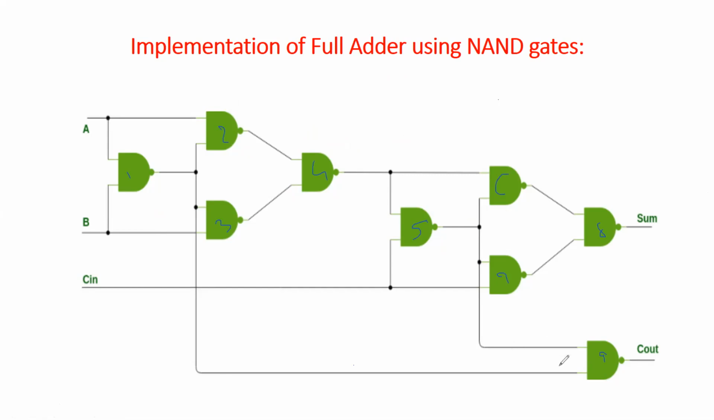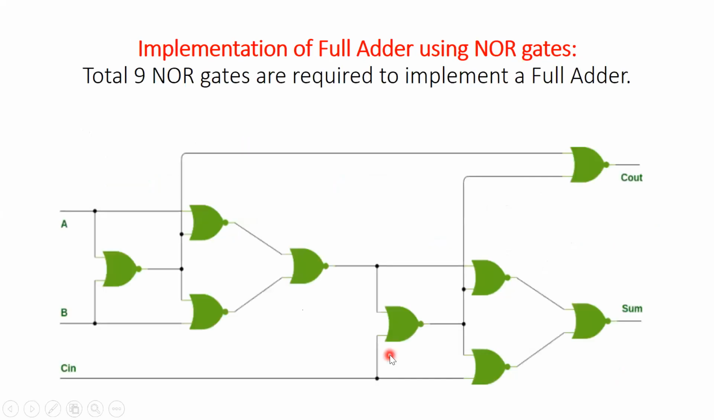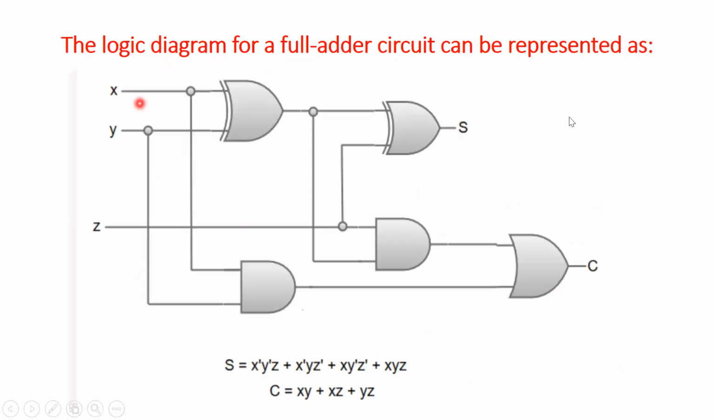Similarly, you have the full adder circuit using NOR gates. You require a total of 9 NOR gates to get the full adder circuit. Again the same thing, but the circuit is very big. So mostly in the exam they will not ask for the full adder because the circuit is big. They may, but you have to remember this particular step, the easy one.